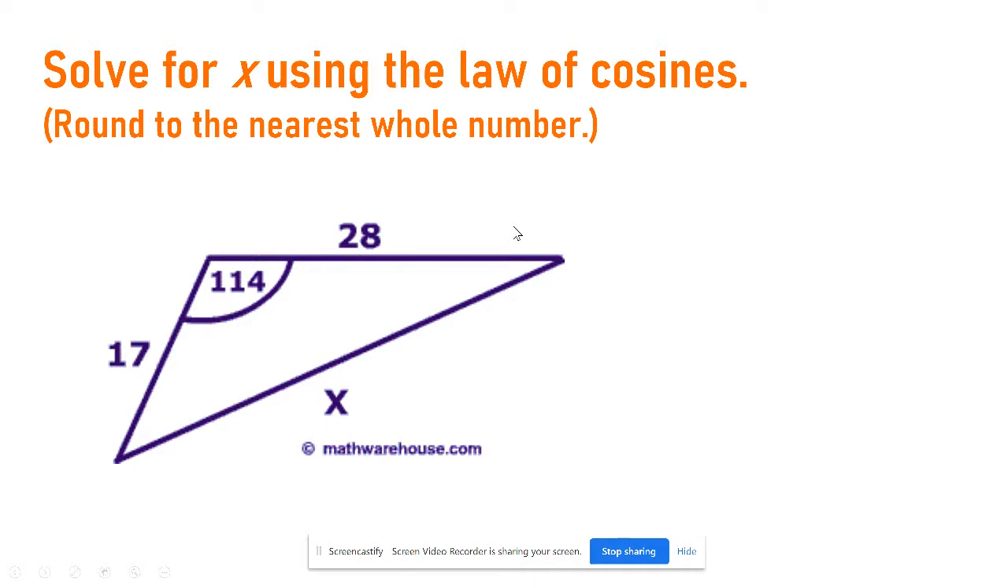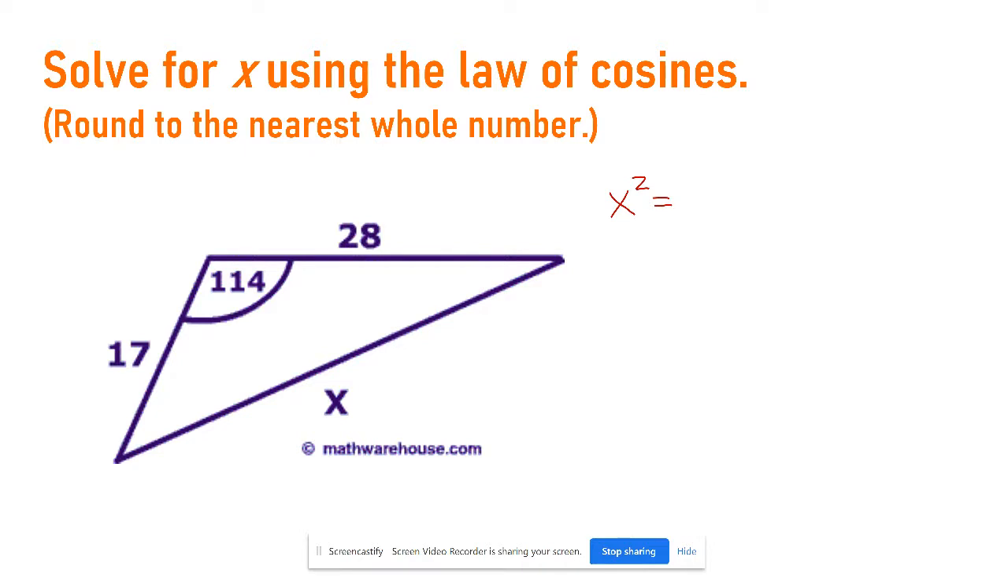Here's the first one. We've got 17 and 28 are two sides of the triangle we know. We're trying to find the third side. And the piece of information that's really going to help us do that is this 114-degree angle. So we're going to set this up. We're going to say x is the side we're looking for. So x squared equals.